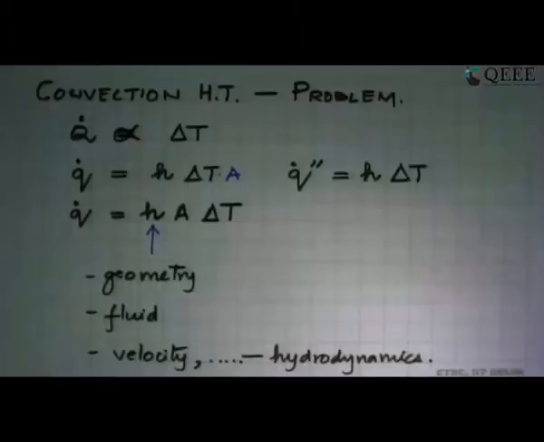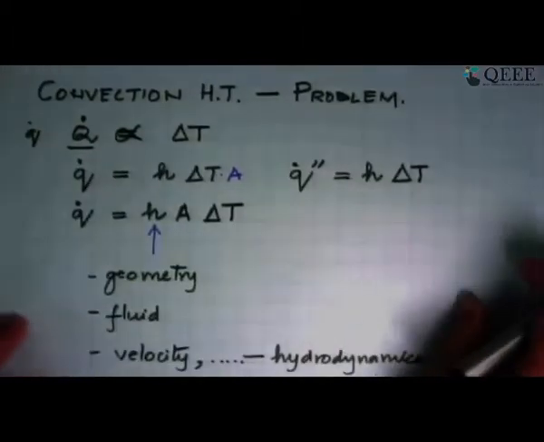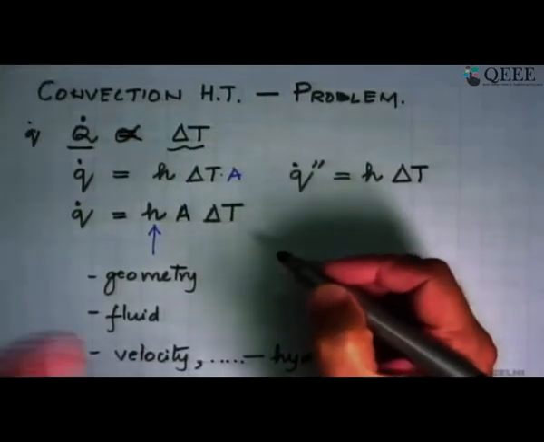The basic question is, what is the heat transfer problem as far as convection is concerned? And very simply, it's a relation between heat transfer rate, which we denote by Q dot or small q dot, and a temperature difference that is enforced on the problem.